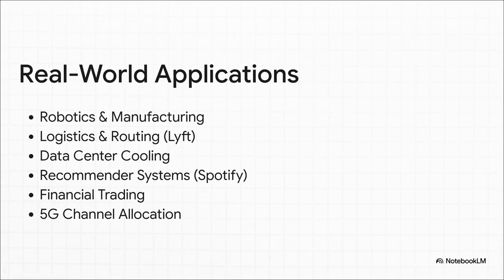Well, it's being used to train robots for tricky manufacturing jobs. It's optimizing routes for services like Lyft and Uber. It's actually controlling the cooling systems in Google's data centers, saving tons of energy. It helps recommend what you listen to next on Spotify. And yeah, it's even being used to build automated financial trading systems and manage our 5G networks.